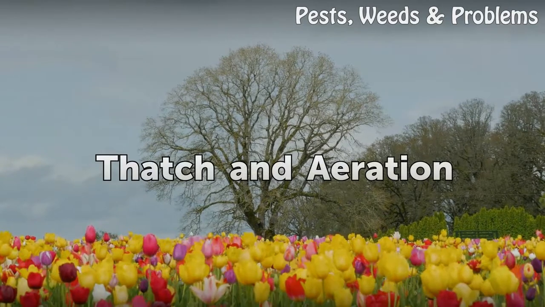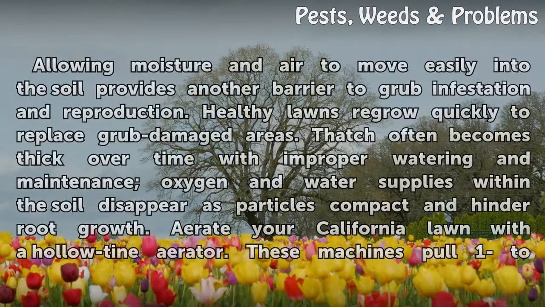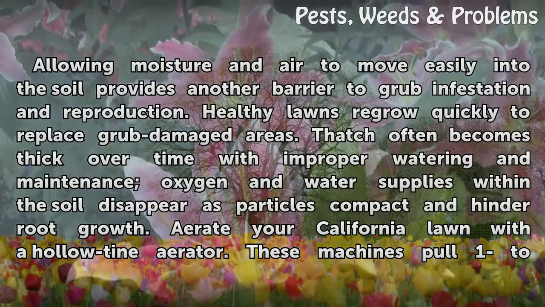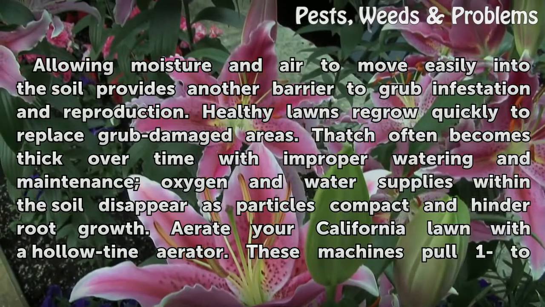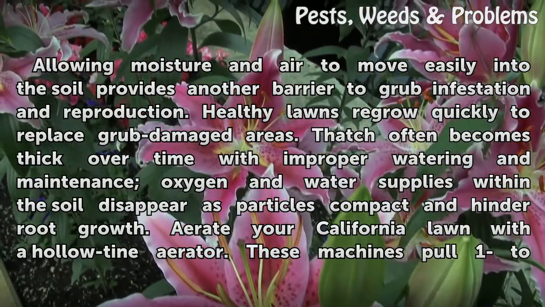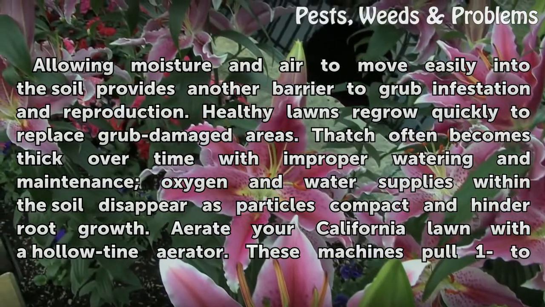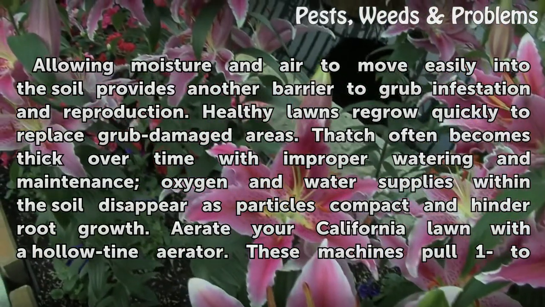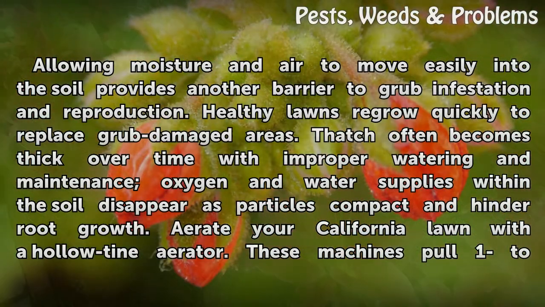Thatch and aeration. Allowing moisture and air to move easily into the soil provides another barrier to grub infestation and reproduction. Healthy lawns regrow quickly to replace grub-damaged areas. Thatch often becomes thick over time with improper watering and maintenance. Oxygen and water supplies within the soil disappear as particles compact and hinder root growth.